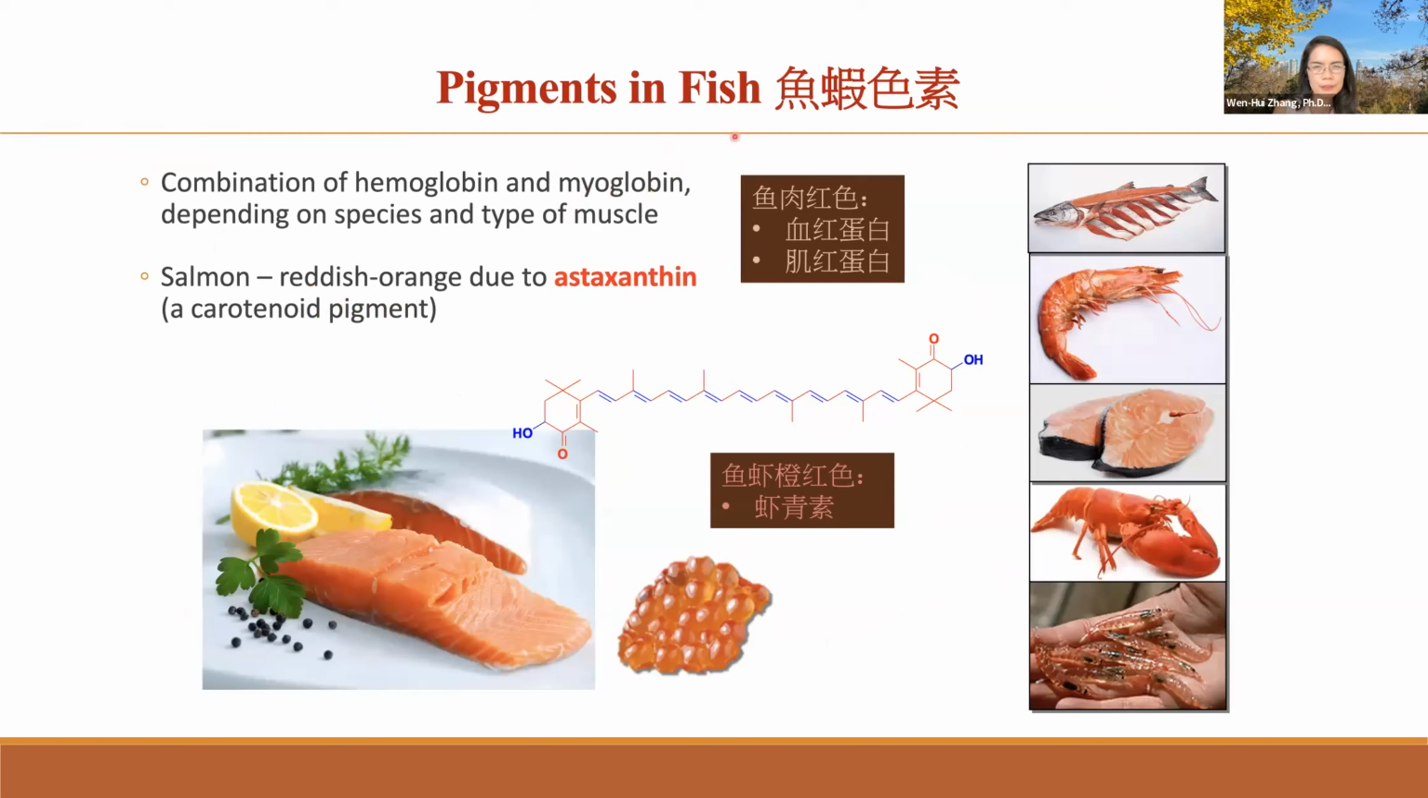And fish. The fish flesh color is also due to hemoglobin and myoglobin. So the different combinations of hemoglobin and myoglobin in fish will give different shades of the red color. And some seafood like salmon, lobster and shrimp has this reddish orange color. That's due to astaxanthin. Astaxanthin, it's also a carotenoid.